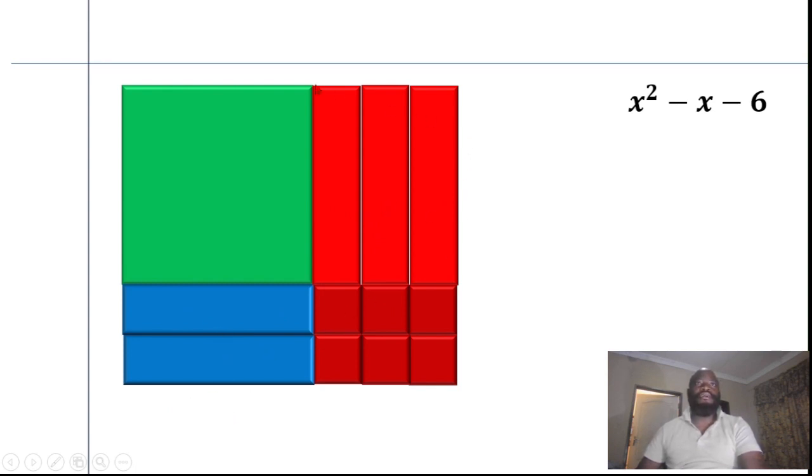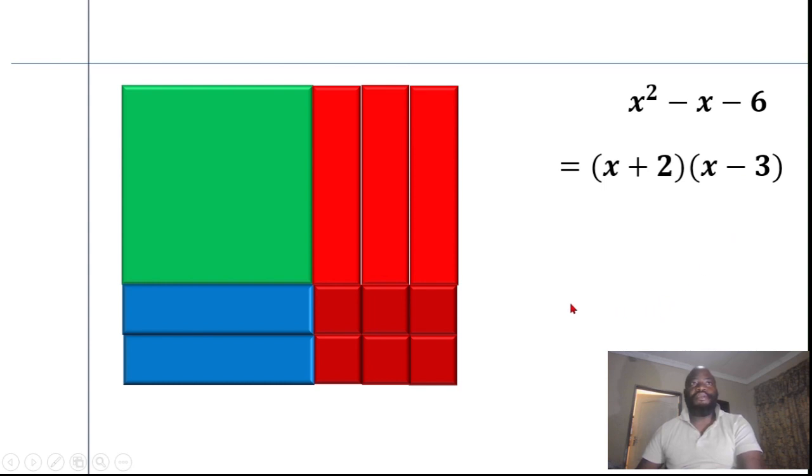Now this has formed a rectangle like we wanted, and we can now look at the dimensions. Dimensions are now x plus 3 negative ones because they are red. So it's actually x minus 3. But this side we have x plus 2 because we have blue rectangles here. And then that's the factorization of our expression x squared minus x minus 6.